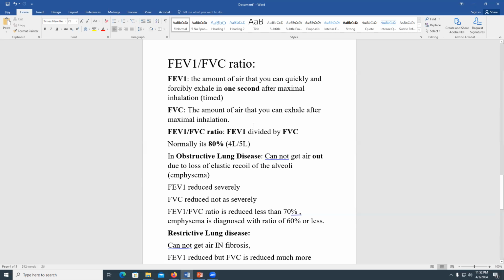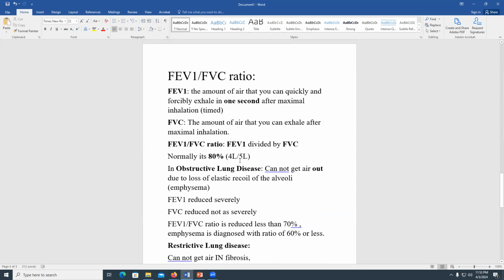So I take a deep breath in with a maximal inhalation. And then this is not timed. The FVC is not restricted with time. So the FVC is usually 5 liters. But the FEV1 is timed. That's why we call it 1, because it must be confined to 1 second. And then usually healthy patients are able to expel 4 liters out of the 5 liters that they have taken in. And that ratio, 4 divided by 5, comes to 80%.